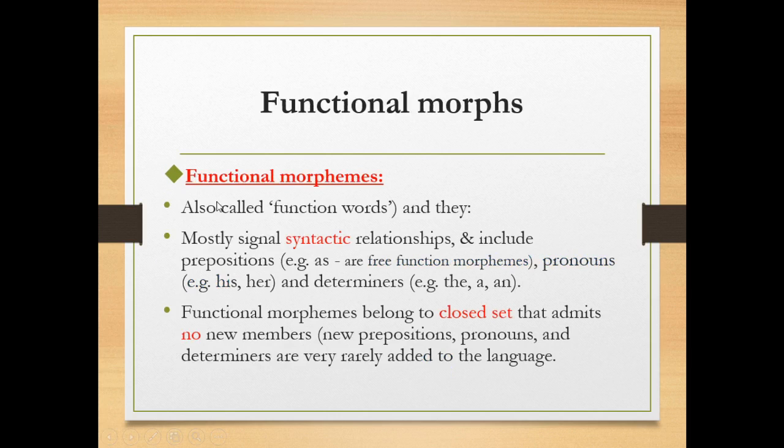Functional morphemes, also called functional words, also stand alone but they are not content words. They mostly signal syntactic relationships and include prepositions, pronouns, and determiners. Look at these. Apart from noun, verb, adverb, adjective, the other parts of speech are functional morphemes. Functional morphemes belong to a closed set that admits no new members. New prepositions, pronouns and determiners are very rarely added to a language.